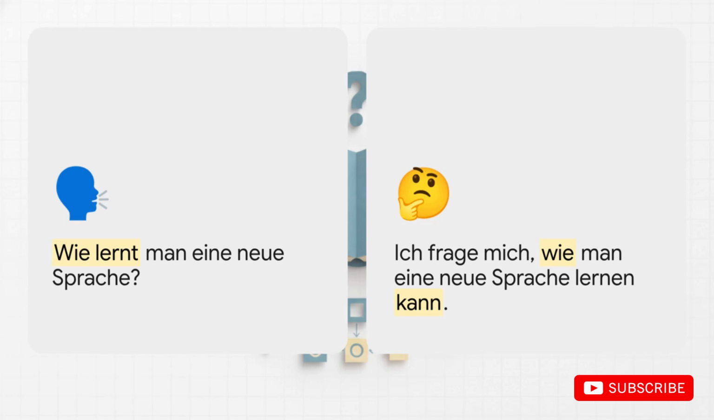When we make this indirect, we use our trigger. Ich frage mich, I wonder. Then we use wie as the bridge connecting the 2 clauses. This bridge forces the conjugated verb, in this case, kann, all the way past absolutely everything else, right to the period. Ich frage mich, wie man eine neue Sprache lernen kann. It takes some practice, for sure. And for beginners, modal verbs can definitely feel tricky. But once you feel that rhythm of kicking that conjugated verb to the very end, it truly becomes second nature.